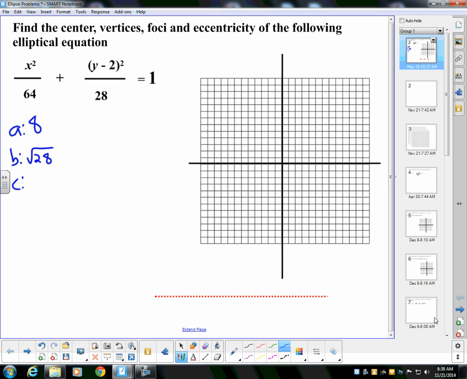Okay, now C. C is the one where we have to remember the equation. In the ellipse, c squared is equal to a squared minus b squared. It's not Pythagorean theorem, but it's based on triangle work. And so if we want to find C, C is always going to be the square root of a squared minus b squared.